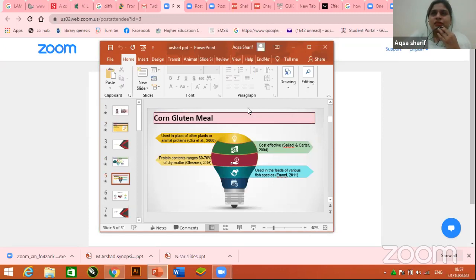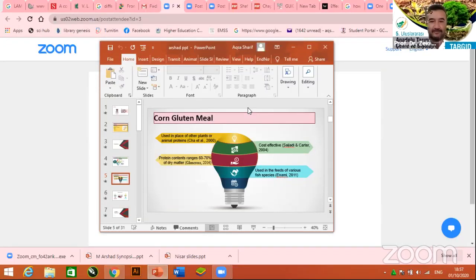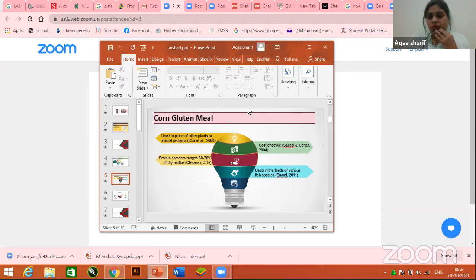And in this research project, I used corn gluten meal. That's a plant meal. It has been used in place of other plant or animal proteins because fish meal is very costly. And in Pakistan, especially at the Government College University, Faisalabad, we are using plant meals because they are very inexpensive, and the fishes also accept this kind of diet.